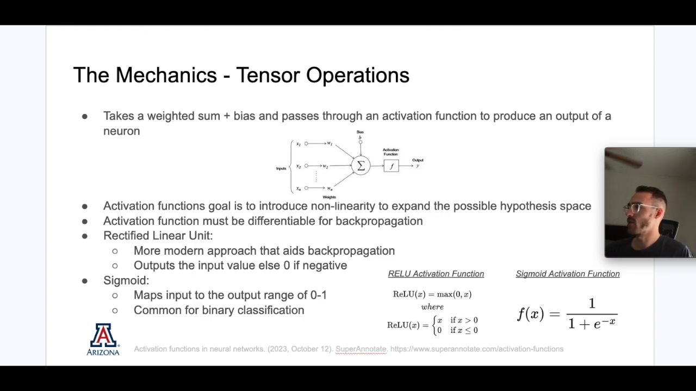So when we think about the flow of the tensors, first we take the weighted sum of the previous inputs, whether that be the input layer or the outputs from a previous hidden layer of neurons. We add the bias onto that, and then that gets passed through what's called an activation function to produce the output of that neuron. Really, the main goal of the activation function here is to introduce nonlinearity to the model, which allows us to expand upon the actual hypothesis space for which the network's able to determine different patterns from.